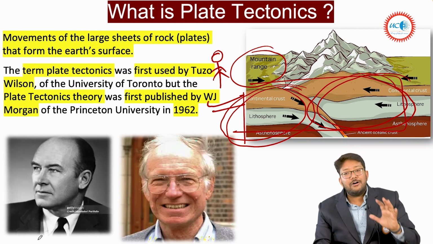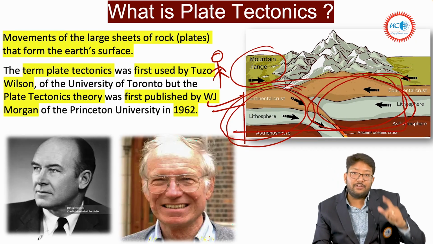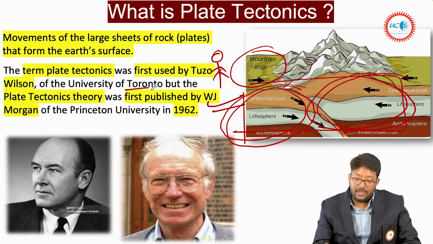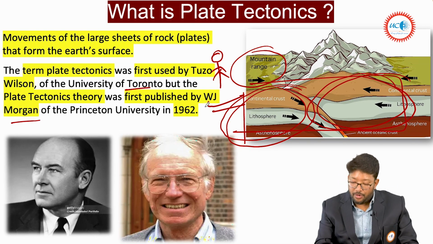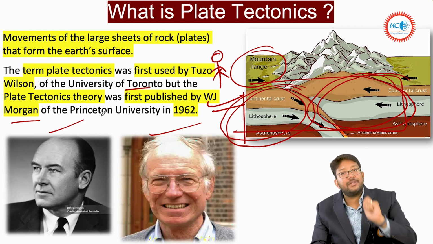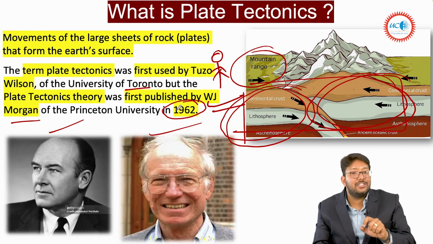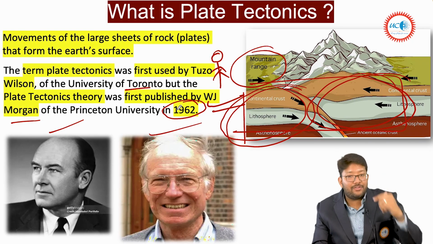The term plate tectonics was first used by Tuzo Wilson. He was from the University of Toronto, but the theory was first published by W.J. Morgan. Morgan was from Princeton University. He published the plate tectonics theory in 1962, and earlier there was Alfred Wegener's theory.